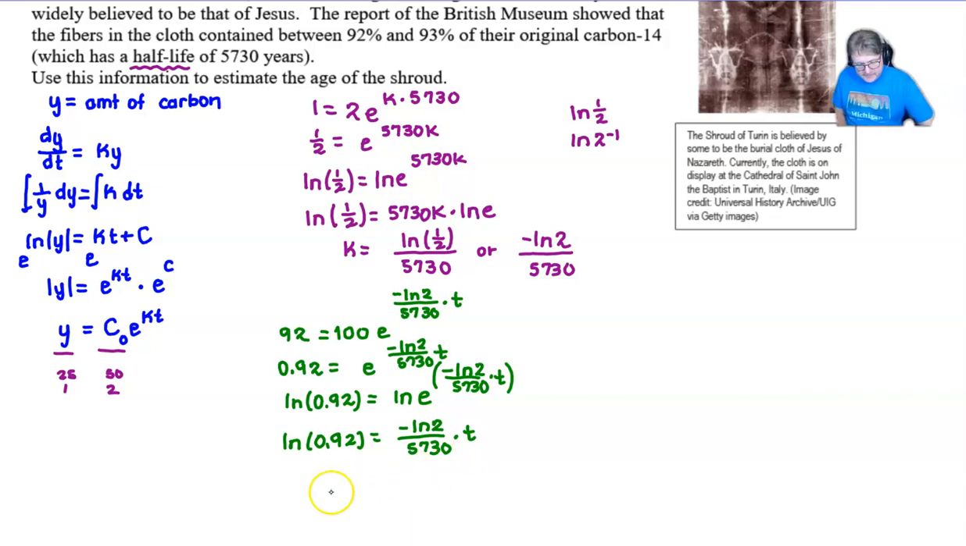And so then if I divide both sides by negative ln of 2 over 5730, or better yet, multiply both sides by the reciprocal, I will have an exact value that will depict the time that it took for this particular item to decay to that 92%.